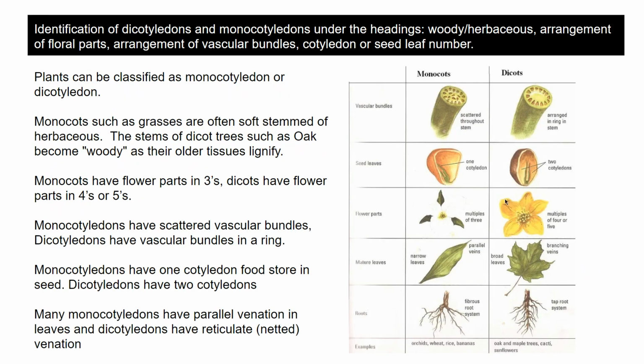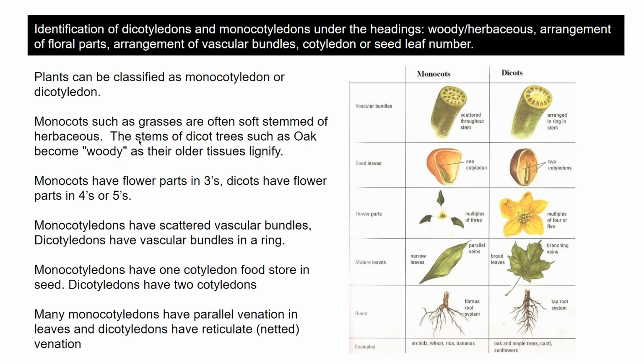Now, this is also necessary to look at in this chapter, identification of dicots and monocots under these headings. Okay, so we can classify plants, we can group plants as being either monocotyledon or dicotyledon. A cotyledon is a food store. Some plants have one food store in their seeds, and some plants have two food stores in their seeds. So a monocotyledon plant has one food store in its seed, one cotyledon in its seed.